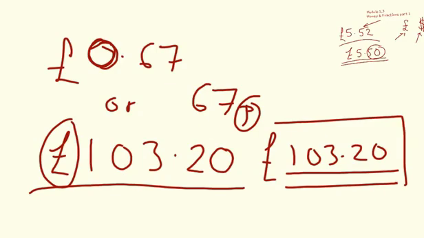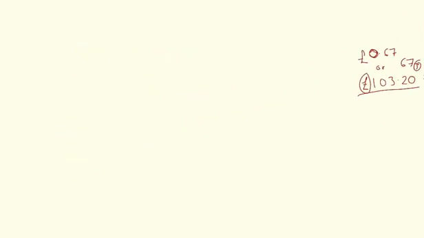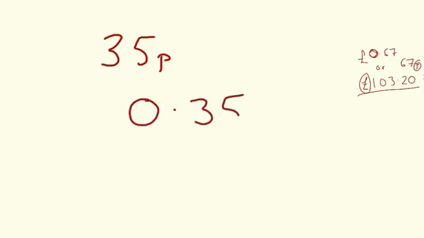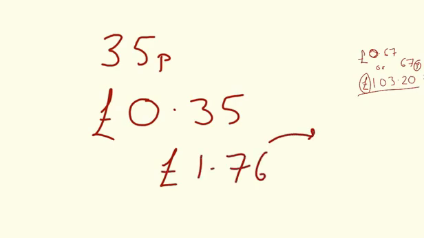Now, how do we convert pennies and pounds and things like that? So if, for example, we have 35p, how do we convert that into pounds? It'll be £0.35 with a pound symbol here. Makes sense? If it's £1.76, to convert that into pennies, it will be 176p. So you need to know that, how to convert, especially when we give tests.